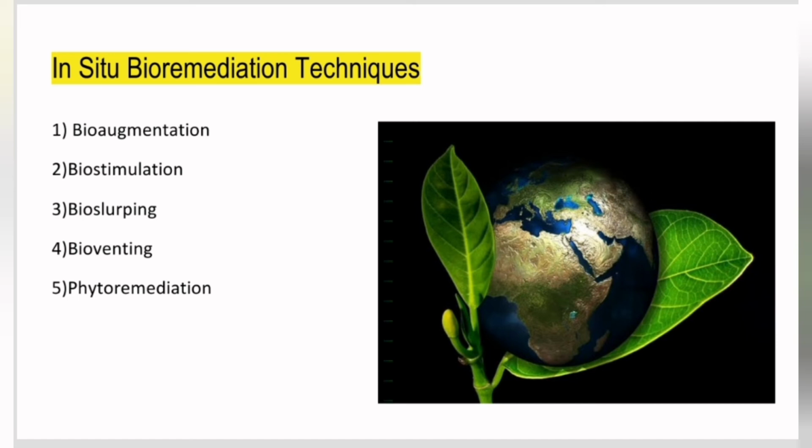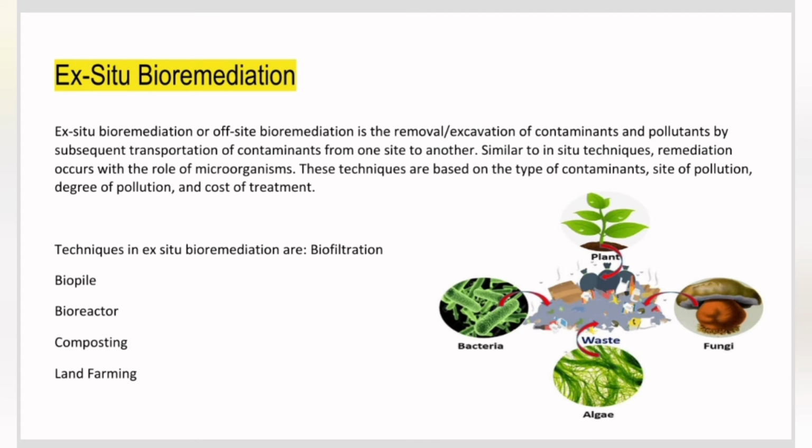We'll move ahead with the ex situ bioremediation process, which is also referred to as the off site bioremediation process, and it basically involves the removal or excavation of contaminants and pollutants, followed by the transportation of contaminants from one site to the other. If we talk about the techniques involved, the first is biopile. The biopile is a type of remediation process which involves enhancement techniques via above ground piling of excavated polluted soil, nutrient amendment, and sometimes aeration to increase the microbial population and their activity.